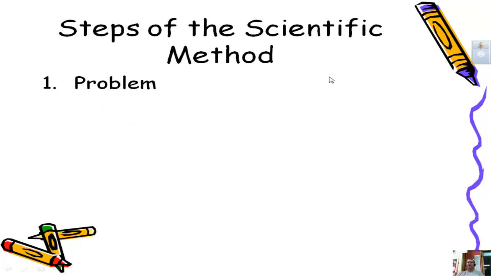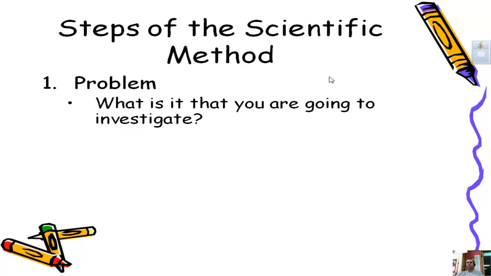The first step to the scientific method is your problem. What is it that you are looking to investigate? In all of the labs that we do this year, there will be an objective. I'll explain what's going on and you'll see if you can come up with a correct answer. What are you going to be investigating? What is something that interests you? Those are some of the problems that we talk about.